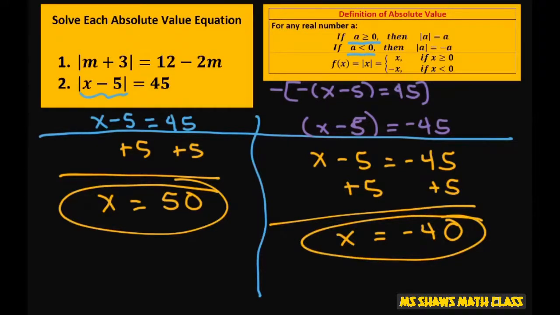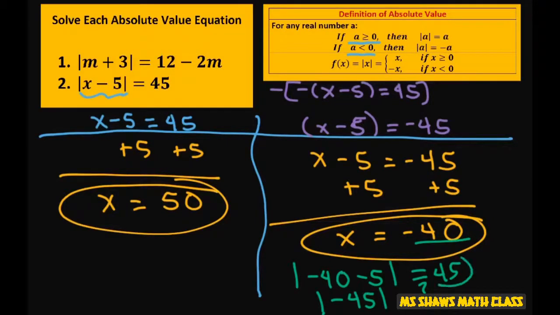And you can always plug it back in and check, and they will work. For example, if I plug in negative 40, I will get absolute value of negative 40 minus 5. Does that equal 45? So absolute value of negative 45 is 45. And you could also check 50. 50 is a little easier.